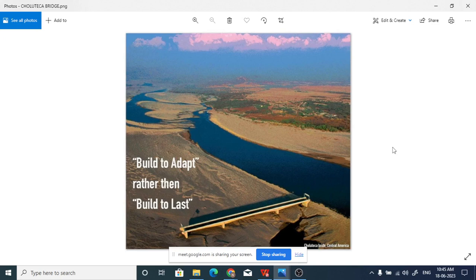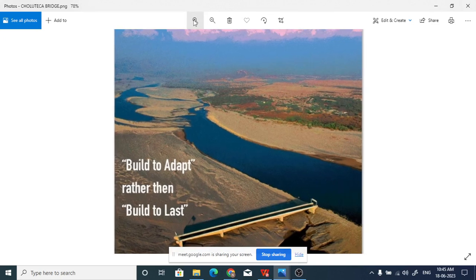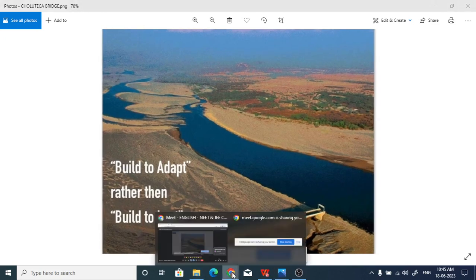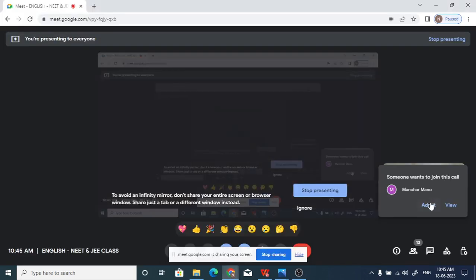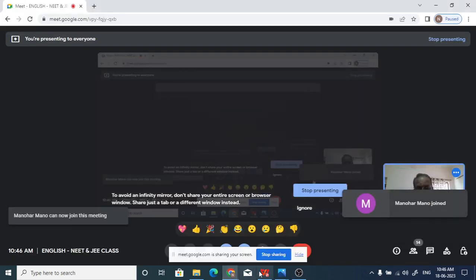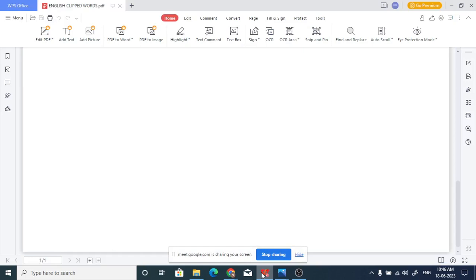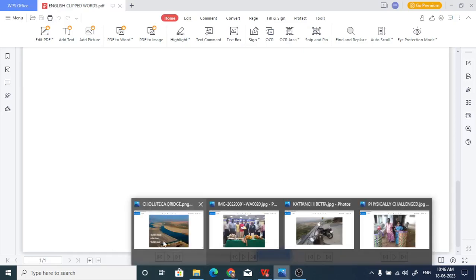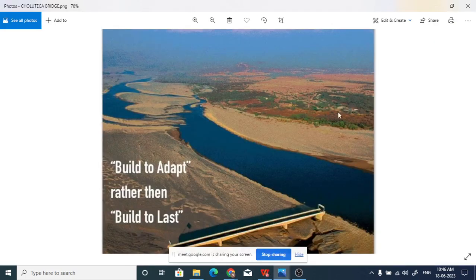This bridge is... There was a river going, sir. Correct, the river is flowing. Only a little water is available. Water is flowing in the river. Why a little water? We don't say a few water, no? Sand, sir. The bridge is not connecting to the other side of the river, sir. It is in the mud.